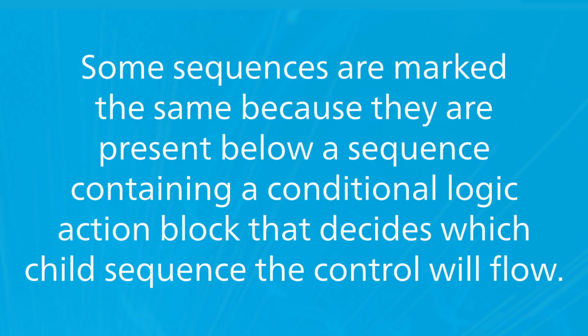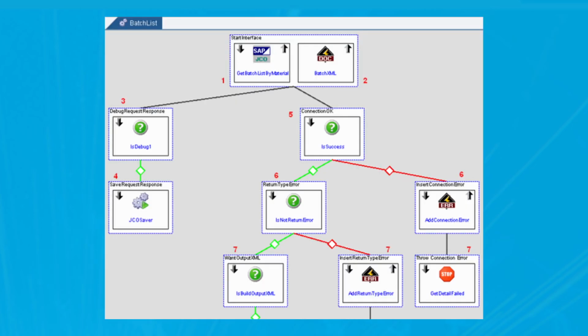Some sequences are marked with the same numbers because those sequences are present below a sequence containing a conditional logic action block that decides at runtime to which child sequence the control will flow. Each sequence must have a name. A description is optional. The name is generated by default and can be changed in the sequence properties configuration.